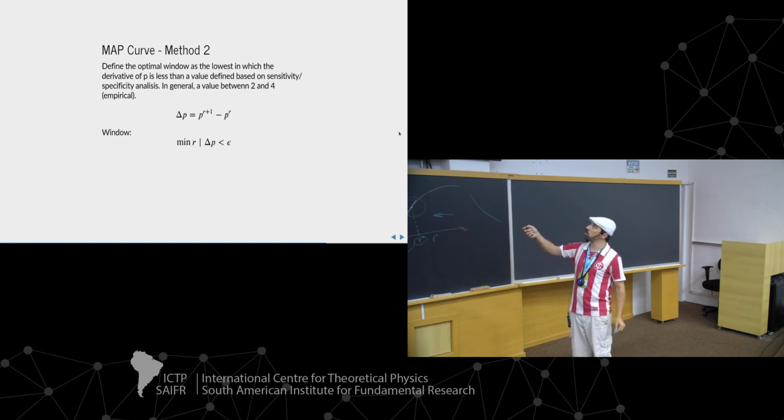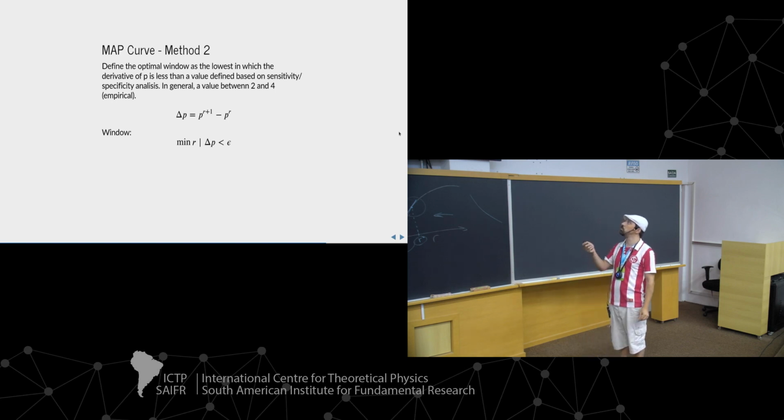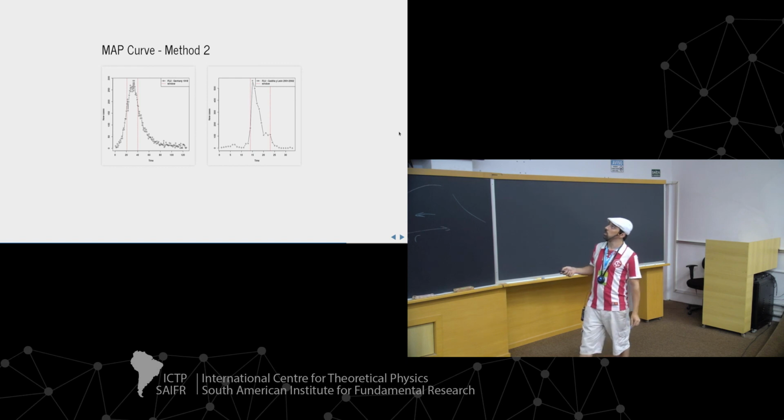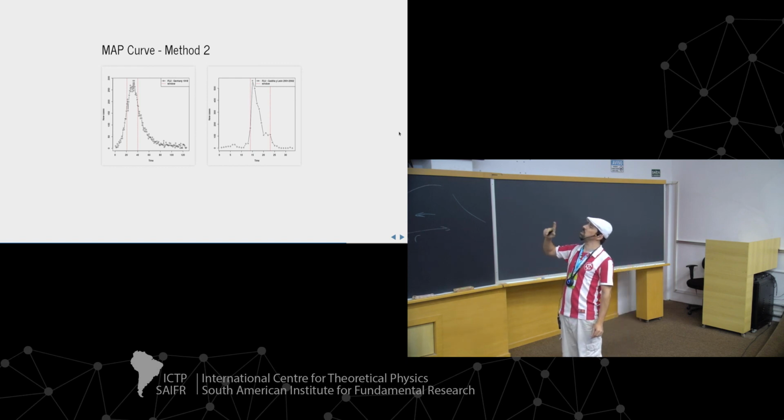Based on empirical observations, they propose the usage of values between 2 and 4 as the threshold for the difference. Okay, again, this threshold only makes sense because of how we define the map curve. And I think here the threshold was 2 point, I don't remember if it's 2.3 or 2.8.